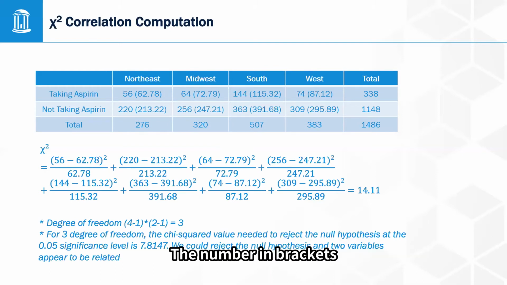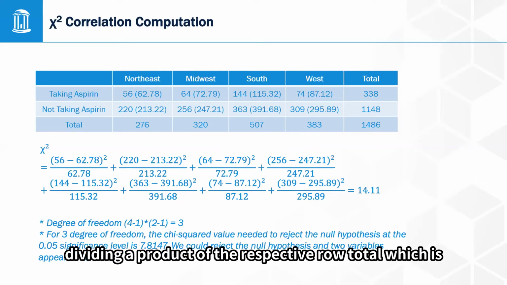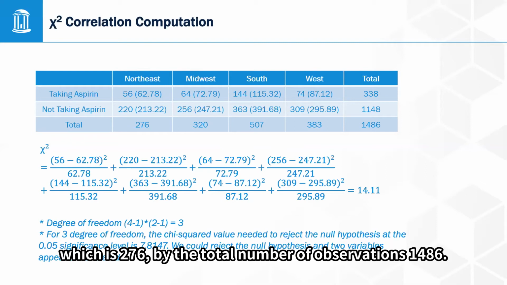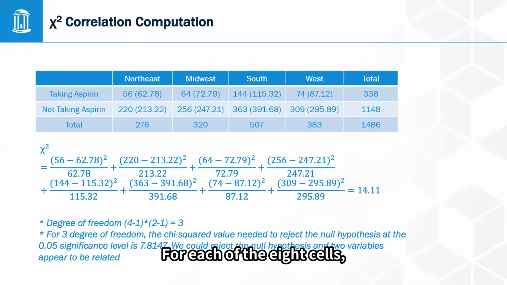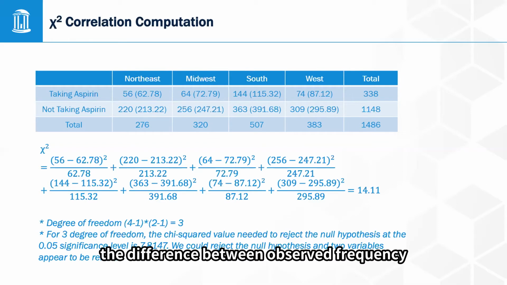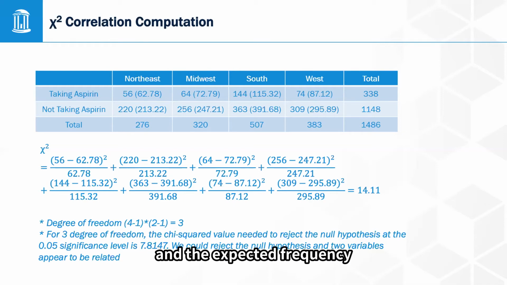Northeast. The number in the brackets represents the expected frequency, which is calculated through dividing the product of the respective row total, which is 338, and the respective column total, which is 276, by the total number of observations, 1,486. For each of the 8 cells, we calculate a result through dividing the square of the difference between the observed frequency and the expected frequency by the expected frequency. We add all of these results to get a final chi-square value.